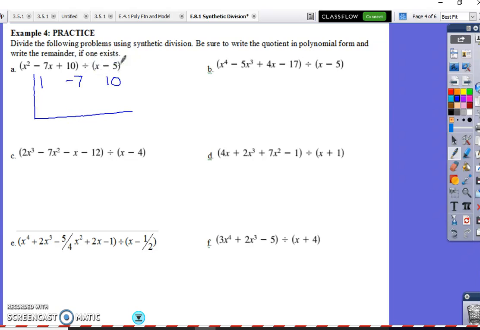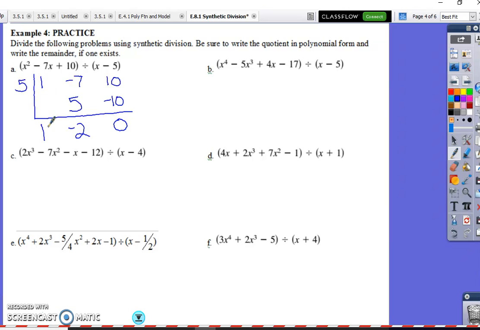Since I'm dividing by x minus 5, I'm going to put a positive 5 out here because the x value of this would be 5. Okay, bring the 1 down, multiply the 1 by the 5, and that goes over here. You add these together, that's -2. You multiply the -2 by the 5, and that's -10. That goes here. And you add these together, that's 0.